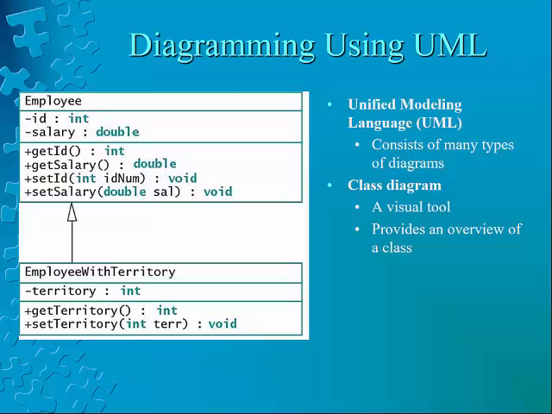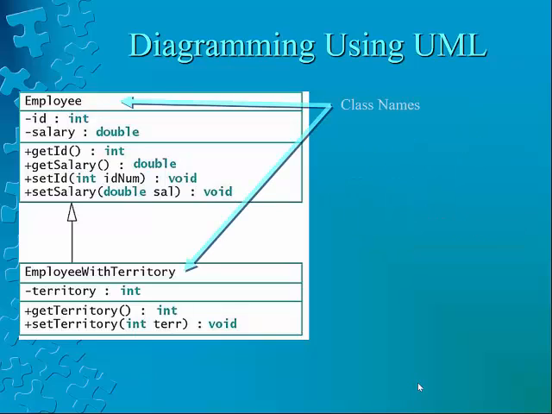Let's look at this a little bit more detailed. So here we have an example. These are two classes. The first class is named Employee, and here's a class that's named Employee with Territory. The class is depicted in this box, and each class box is segmented into three distinct sections. The top section is the class name. So here we have an Employee class, and we have a class Employee with Territory.